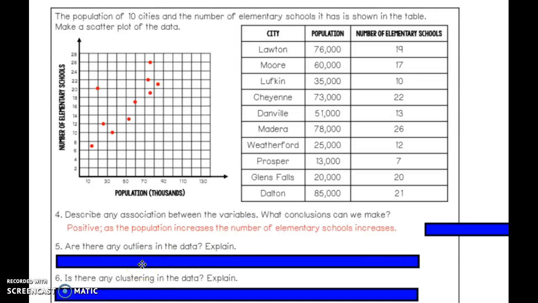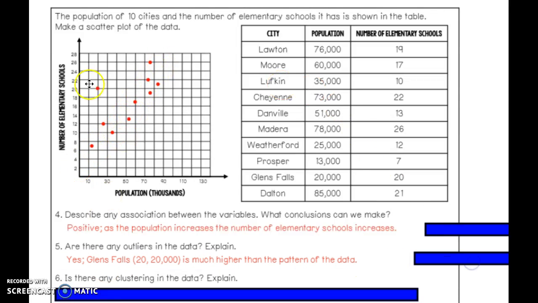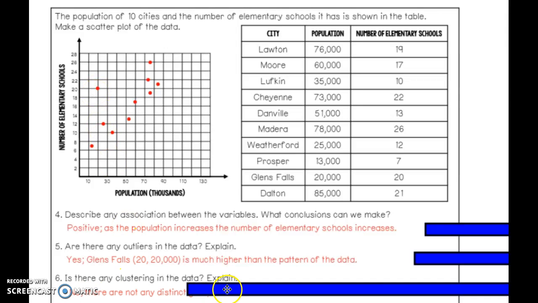Do you see any outliers in the data? And again, an outlier is a point that really doesn't group together with the others. So if this is your main group right here, do you notice the outlier? It looks like if we try to find the data for that one point, this point here, this 20,000 for population, they had a lot of elementary schools compared to the other people in their same population area. So that would definitely be considered an outlier. That point is much higher than the pattern of data.